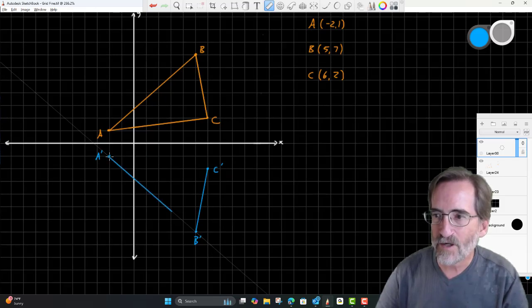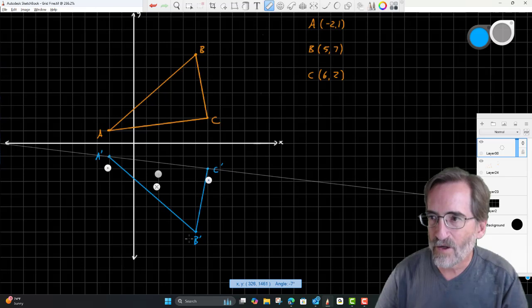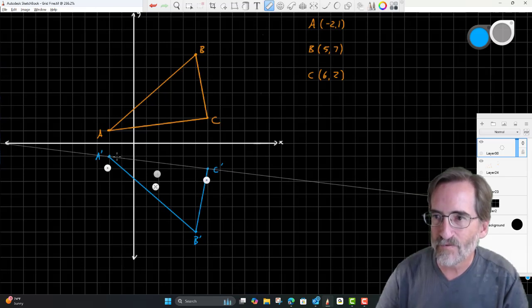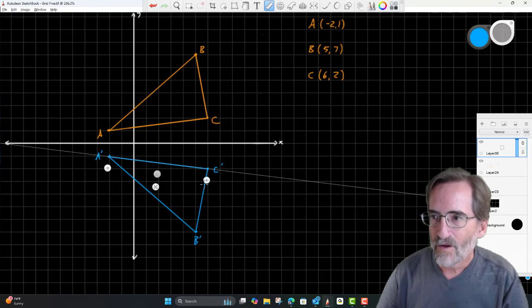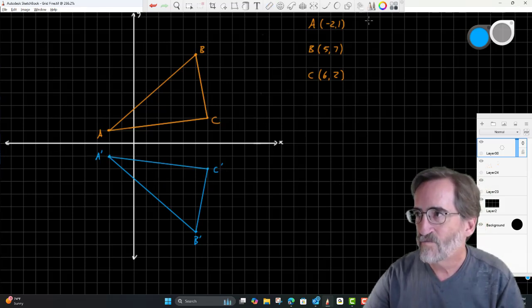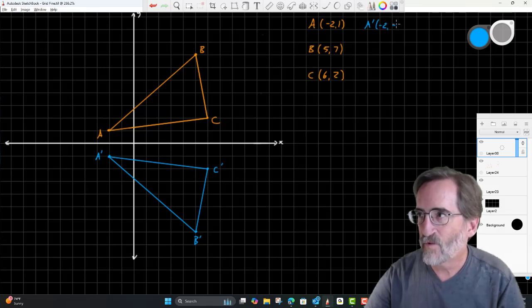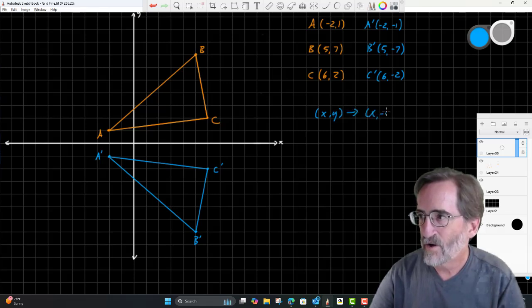So all the positive y's become negative, all the negative y's become positive. Okay? Or A became A prime, which was -2, -1. B became B prime, which is 5, -7. C became C prime, which is 6, -2. Or in transformation notation, (x, y) became (x, -y).